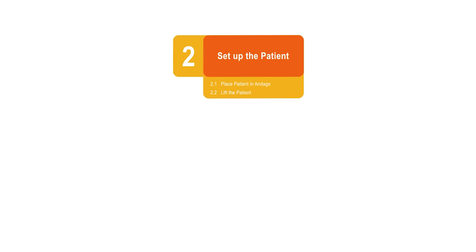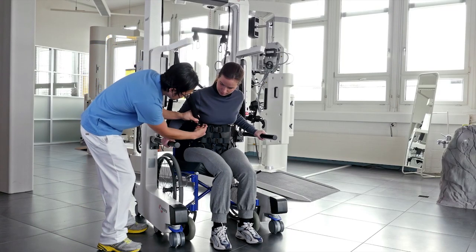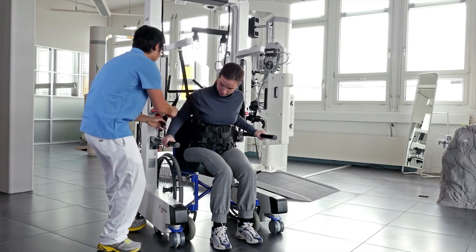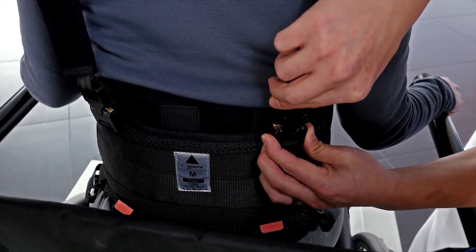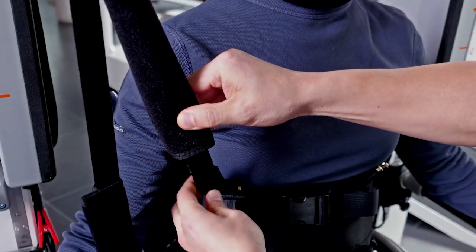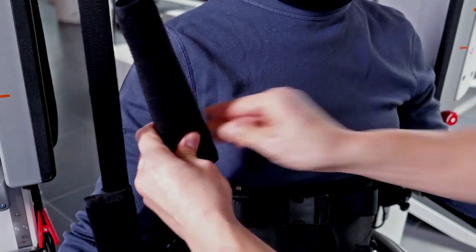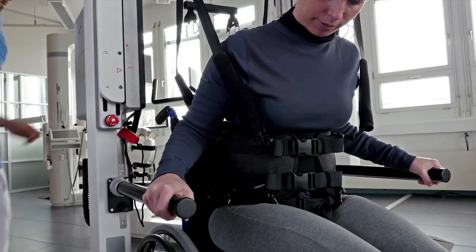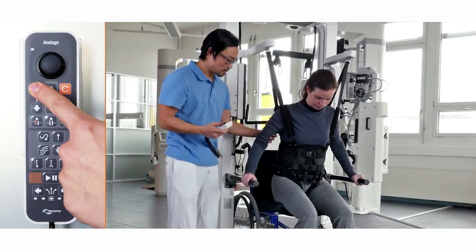Lift the patient. After the patient is properly positioned, connect the suspension straps to the buckles on the harness. Use the lower buckle by default. Use the protectors to cover the unused buckles. Lift the patient by using the handheld control until the patient is in a suitable standing position.